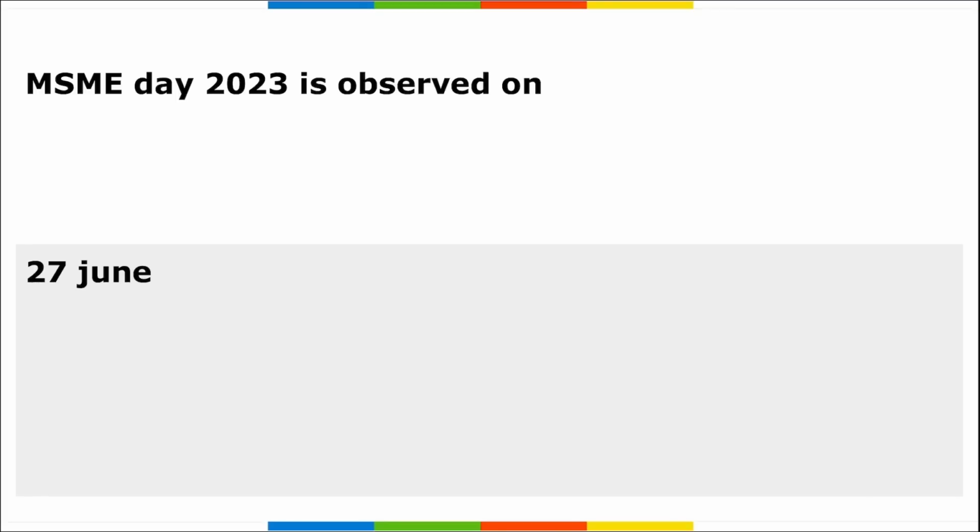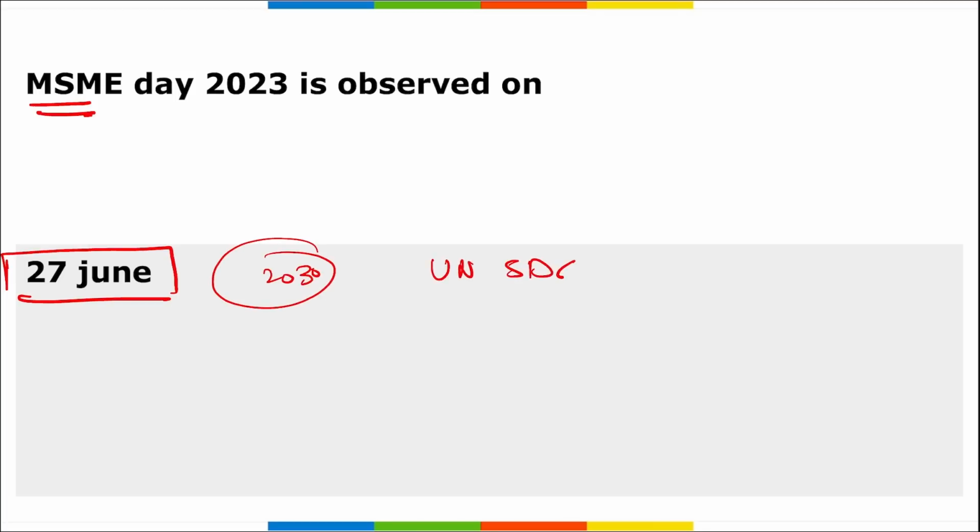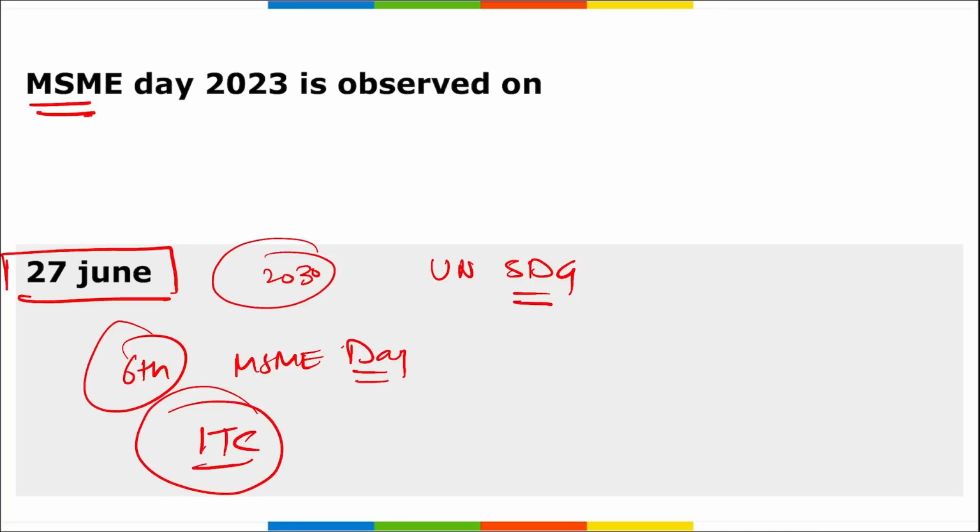Correct? Next is MSME Day, that is your Micro, Small and Medium-sized Enterprises Day. It is observed on 27th of June, to raise awareness about MSME contribution in achieving the 2030 agenda of the UN Sustainable Development Goals. 27th of June marks the 6th anniversary of MSME Day. Correct? The global celebration of MSME Day is led by the International Trade Centre. The first ever MSME Day was observed on 27th of June in 2017.